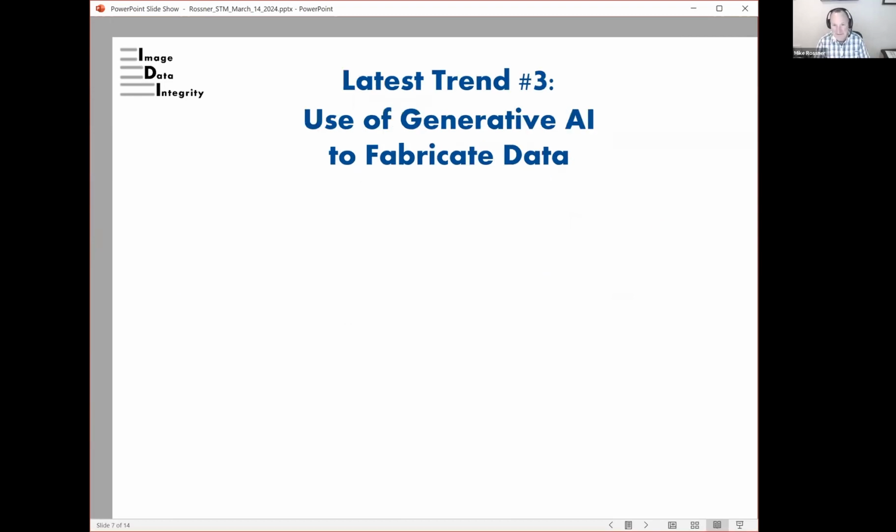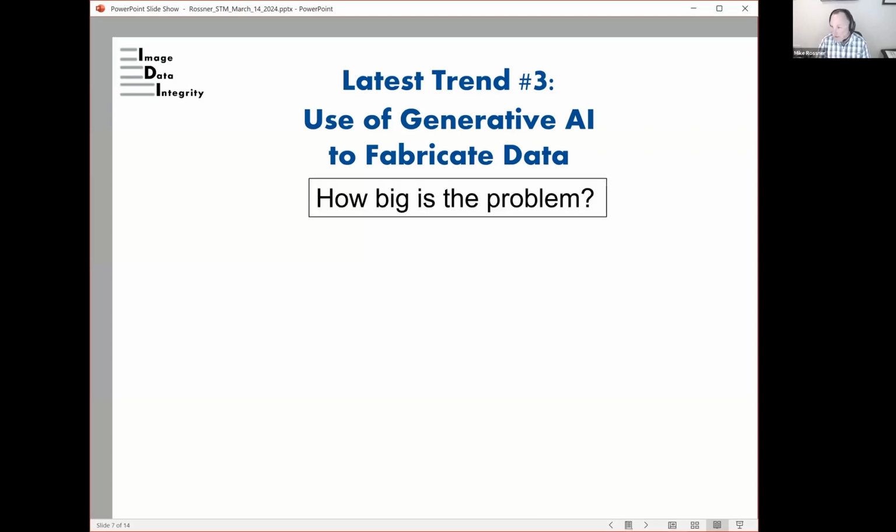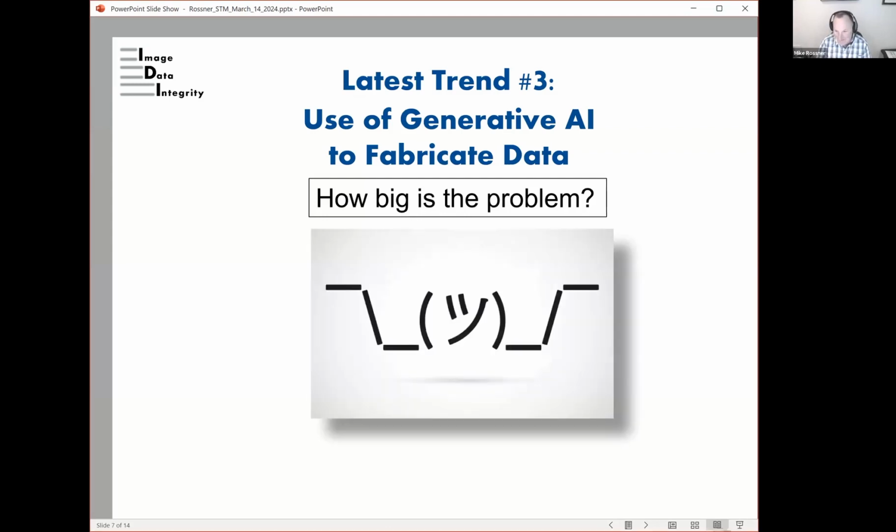Latest trend number 3, the use of generative AI to fabricate data. As we all know, generative AI has just exploded in the last year. In fact, it's 1 year to almost to the day that Adobe introduced generative AI for Photoshop. So the burning question right now is, how big is the problem? And the fairly unsatisfactory answer is, we don't know, because we don't know what we're missing. I think the only thing we do know for sure is that it will get worse.